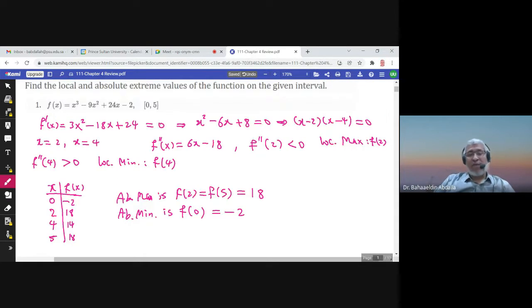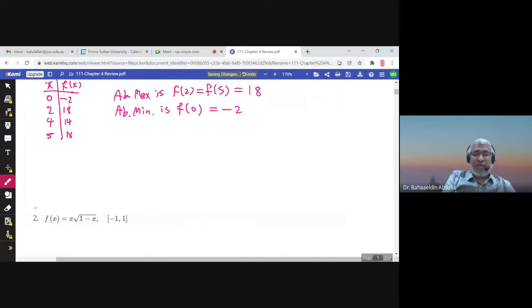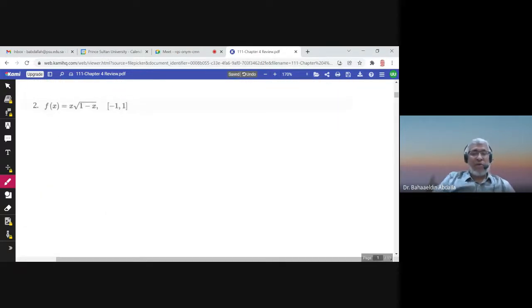So you can notice that f of 2 is a local maximum, and at the same time, it's an absolute maximum. If you need more information about these ideas or concepts, please study chapter 4 again.